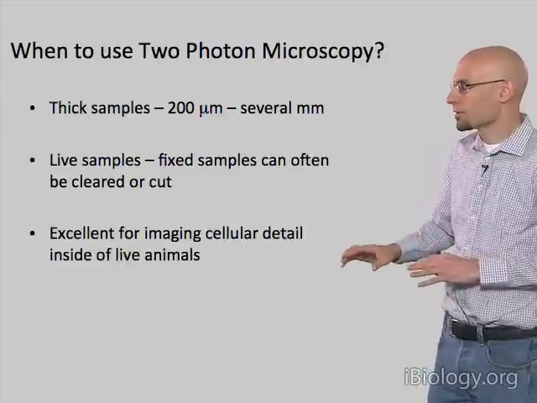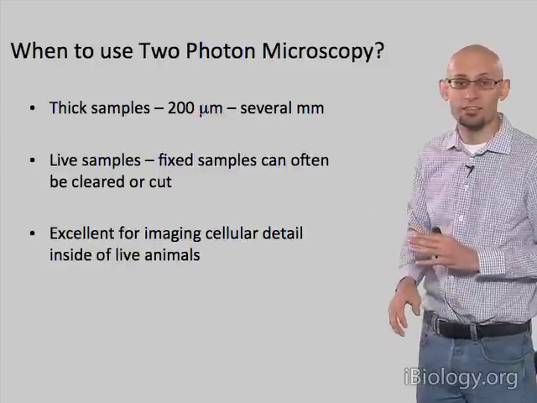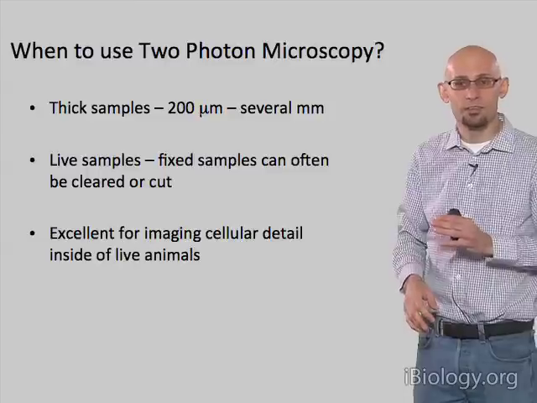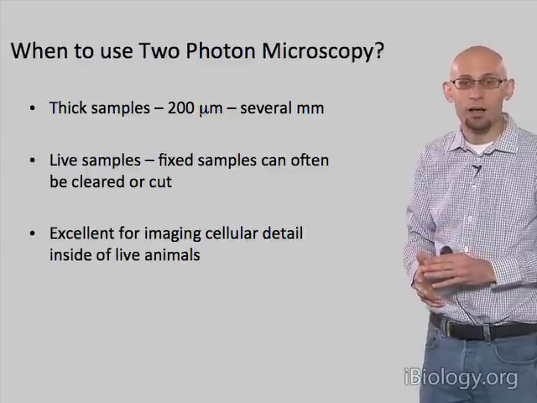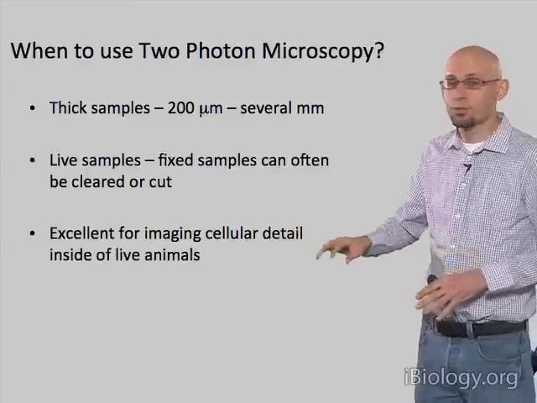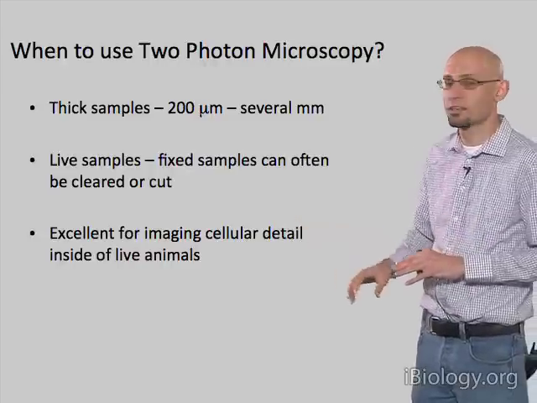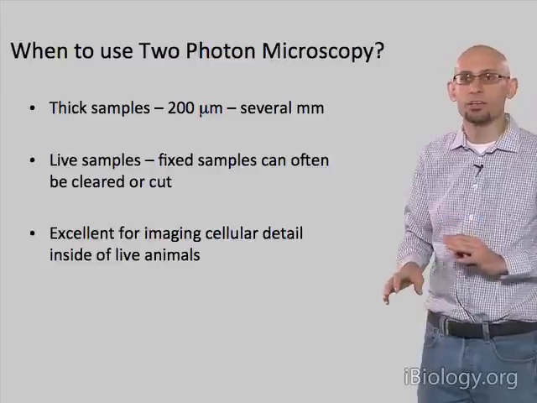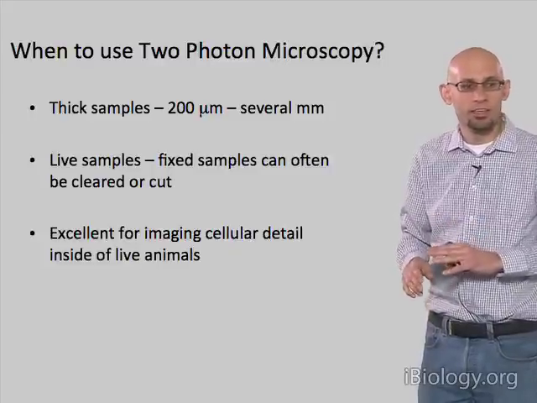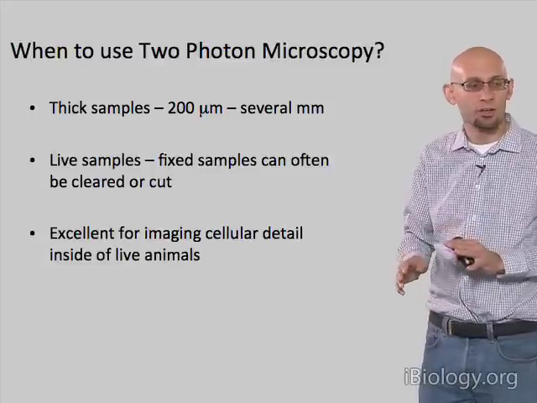And so where two-photon microscopy really shines is when you need to image samples in live animals, particularly if you need high-resolution imaging, looking at single cells inside a live animal. There's really no other technique that can do this. That's the real strength of two-photon microscopy: looking at cells migrating in lymph nodes.